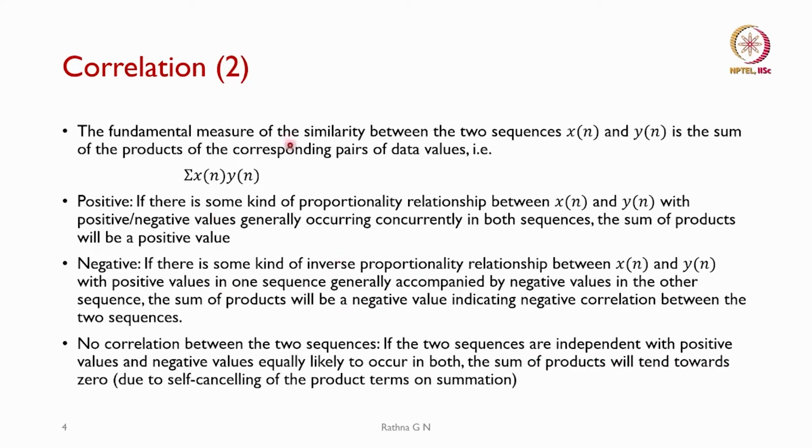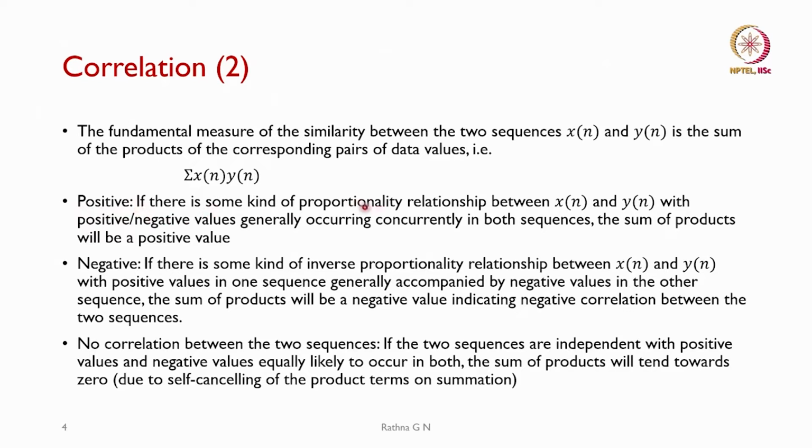The fundamental measure of similarity between the two sequences, we call them x of n and y of n, is the sum of the products of the corresponding pairs of data values, that is sigma x of n into y of n, which we represent. Then when do we say it is positively correlated?